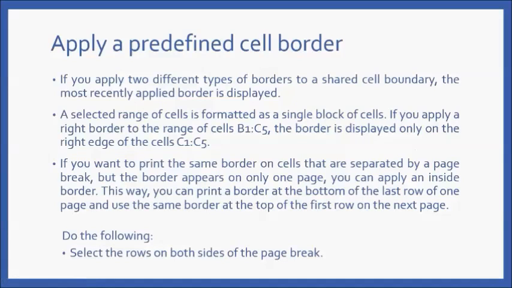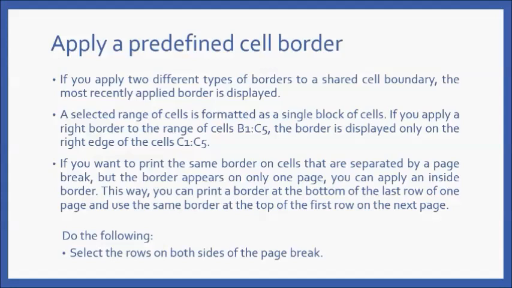If you apply two different types of borders to a shared cell boundary, the most recently applied border is displayed. A selected range of cells is formatted as a single block of cells. If you apply a right border to the range of cells B1 to C5, the border is displayed only on the right edge of the cells, C1 to C5.